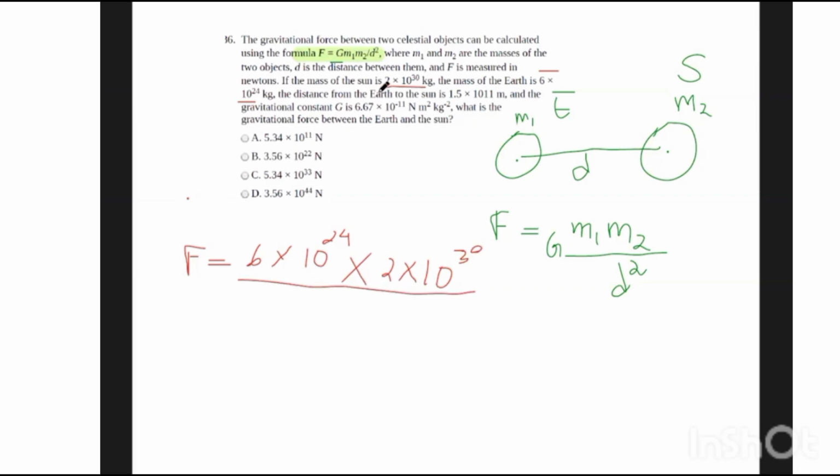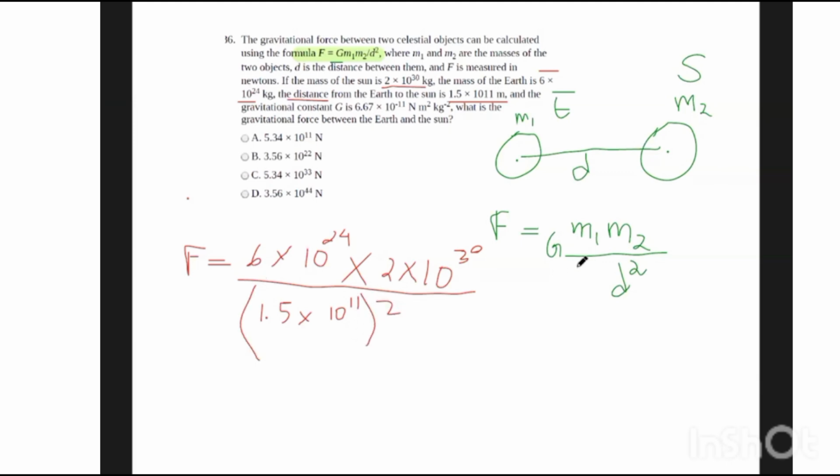So the distance is also given. The distance from the Earth to the Sun is 1.5 times 10 to the power, it should be 10 to the power 11, not what is written here. So you have 1.5 times 10 to the power 11. Now this is the square, so you have to do a square here.